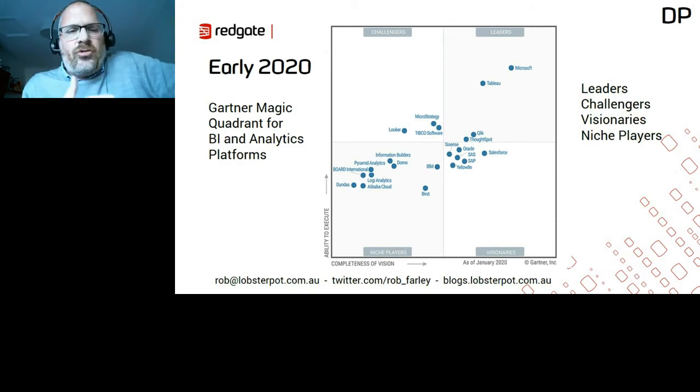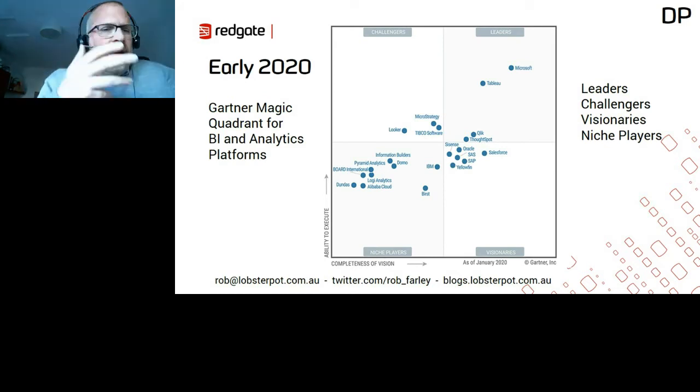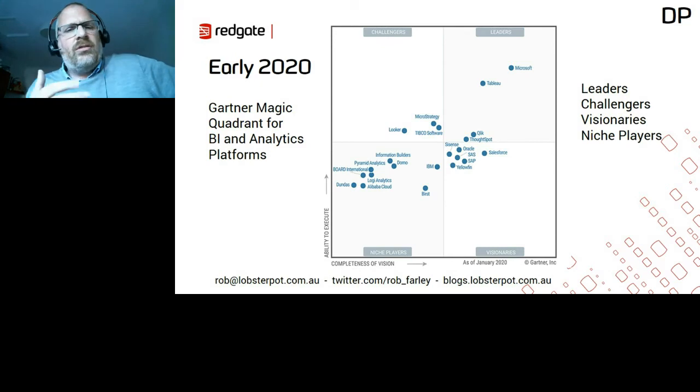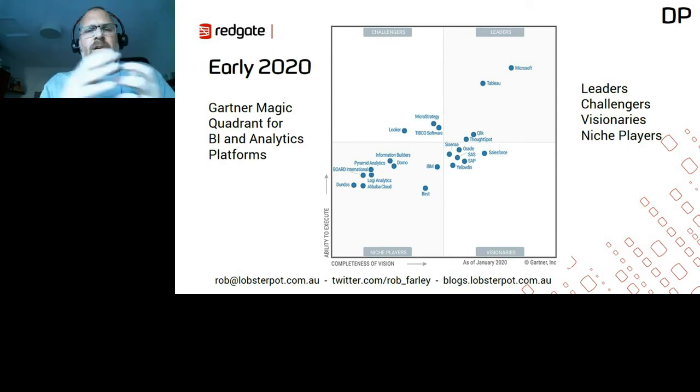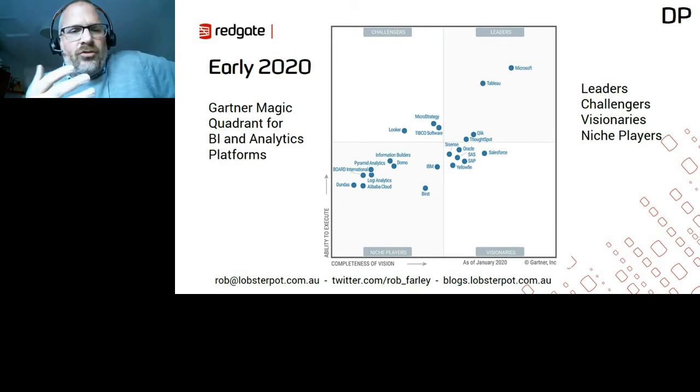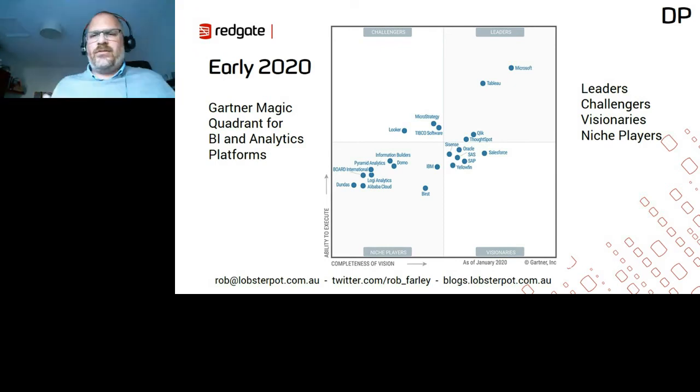For somebody who is strong in both completeness of vision and ability to execute, they're listed as a leader. If they are strong in the ability to execute, but less so in completeness of vision, they're listed as a challenger. Visionaries are the ones in the bottom right, where they're strong on completeness of vision, but less so on ability to execute. You get this, right? Niche players at the bottom left corner.